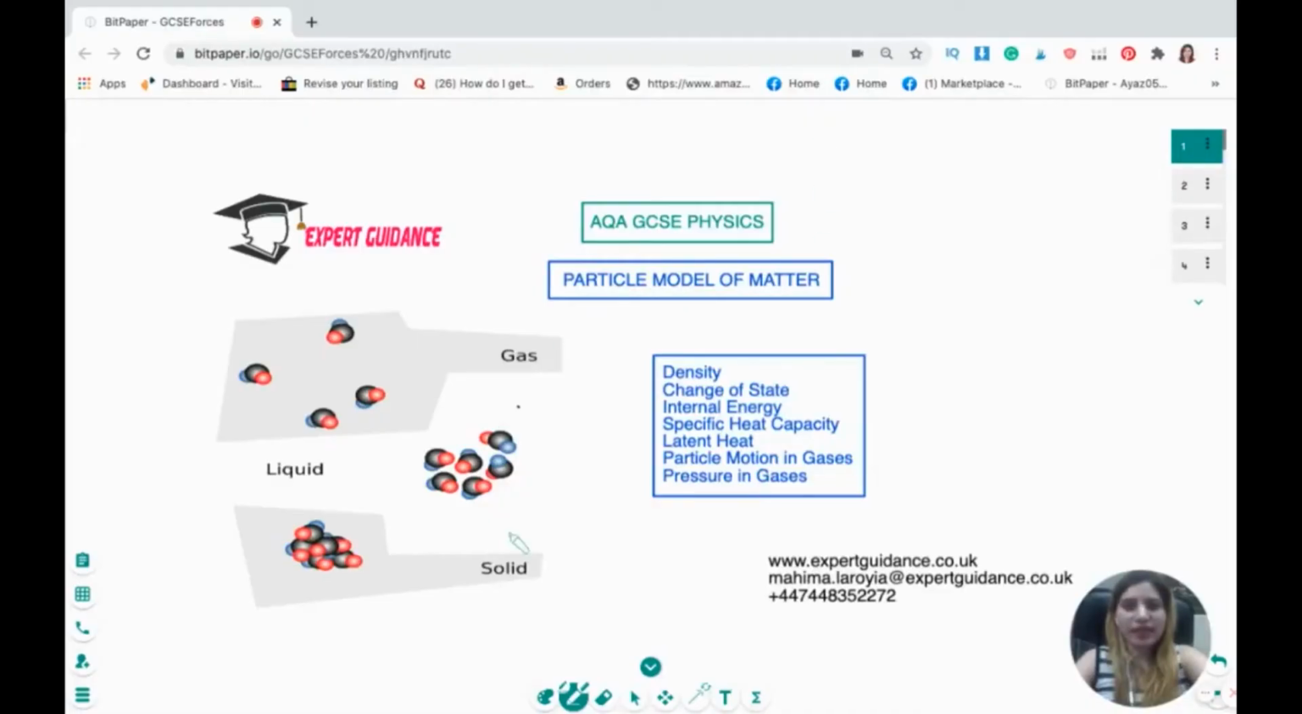Welcome to Expert Guidance. Today in this video, we'll be covering the topic, the particle model of matter for AQA GCSE Physics. Now, in this topic, we'll be covering density, the change in state, internal energy, specific heat capacity, latent heat, particle motion in gases, and pressure in gases.